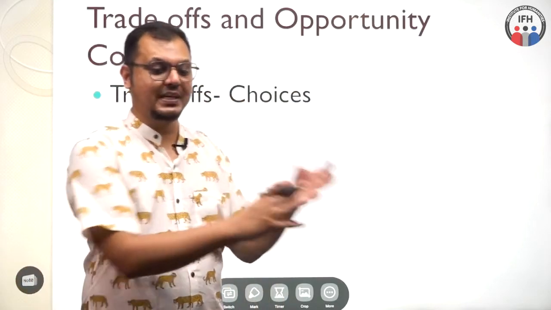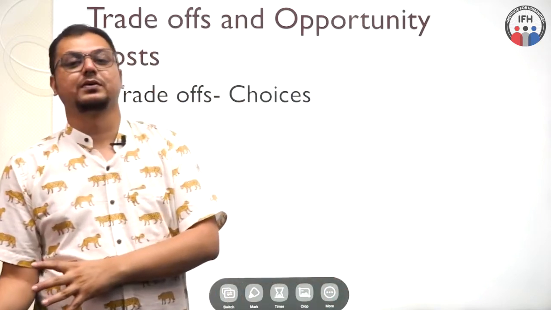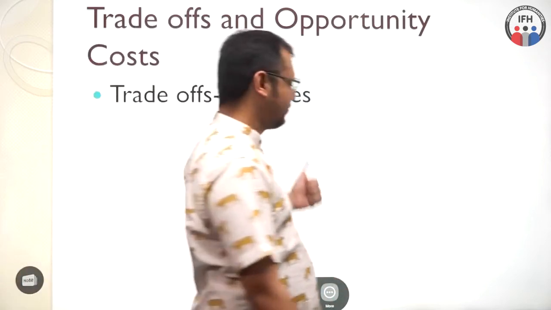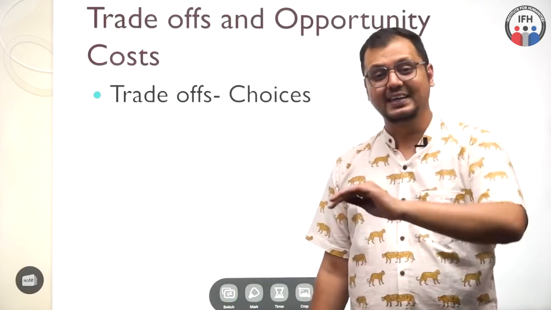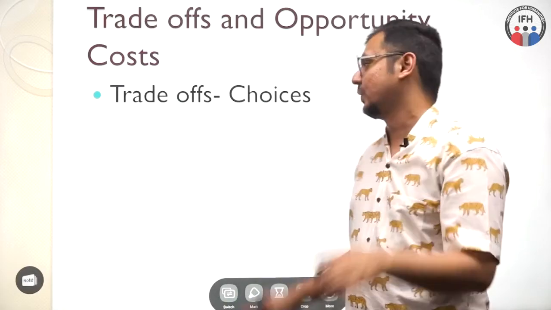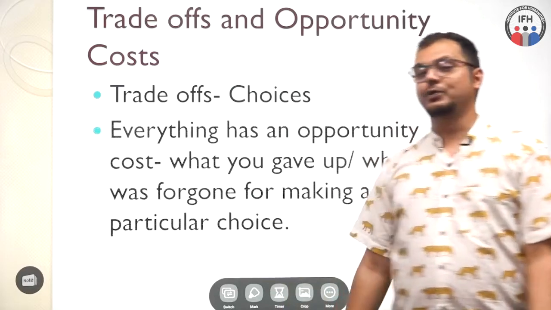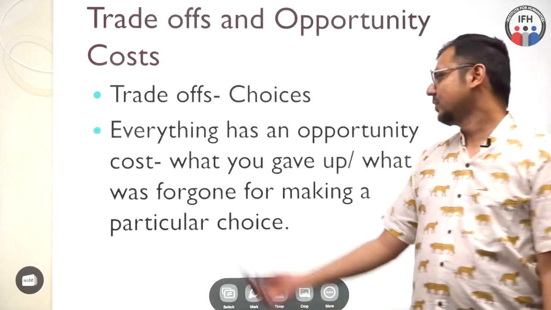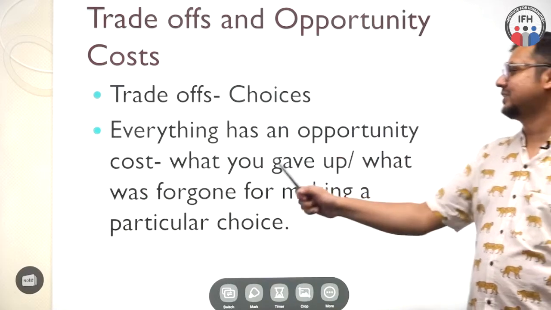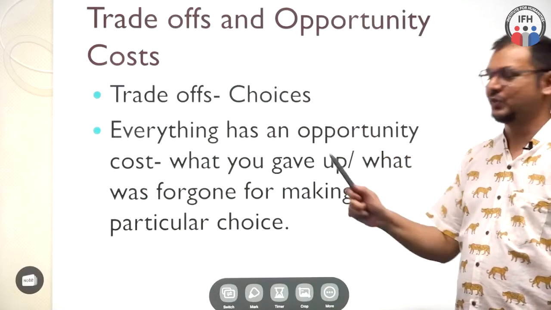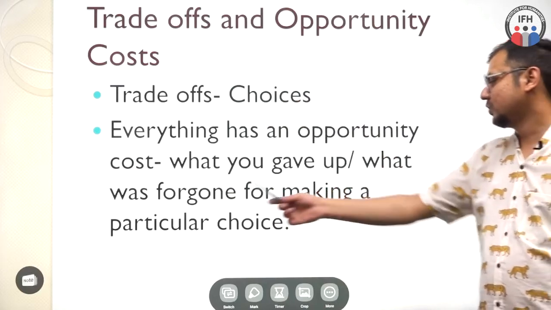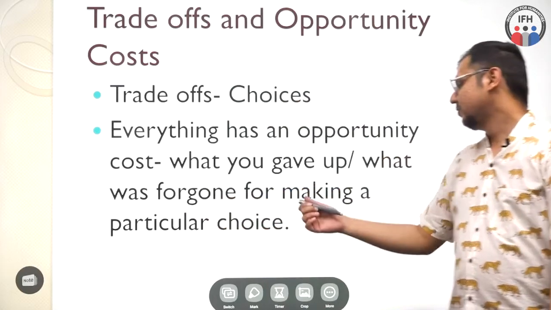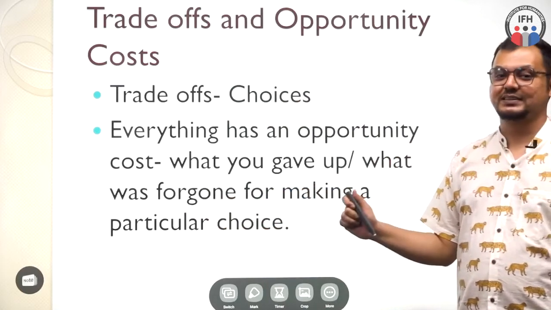Every time you are picking something, you are giving something else up. This trade-off, every time you make a choice, what you are giving up in order to pick that choice is what is called opportunity cost. So everything has an opportunity cost. Every choice that you make has an opportunity cost, which is what you gave up or what was foregone for making that particular choice.